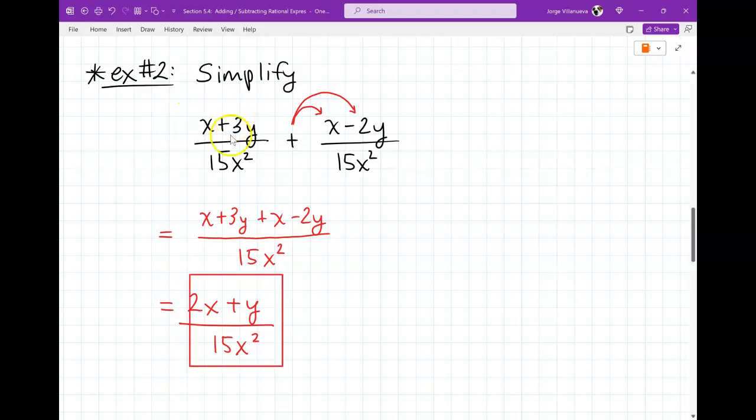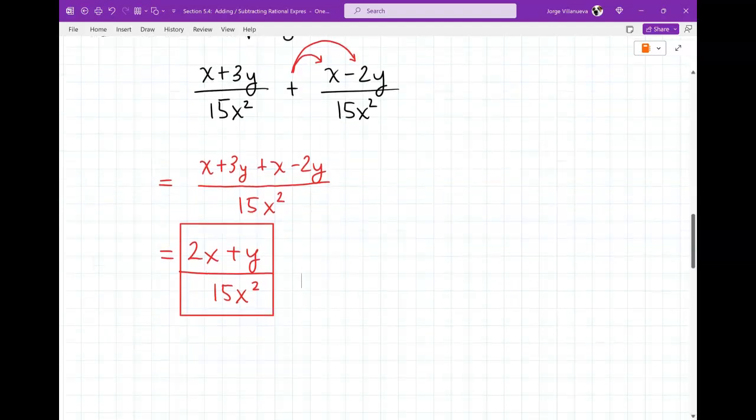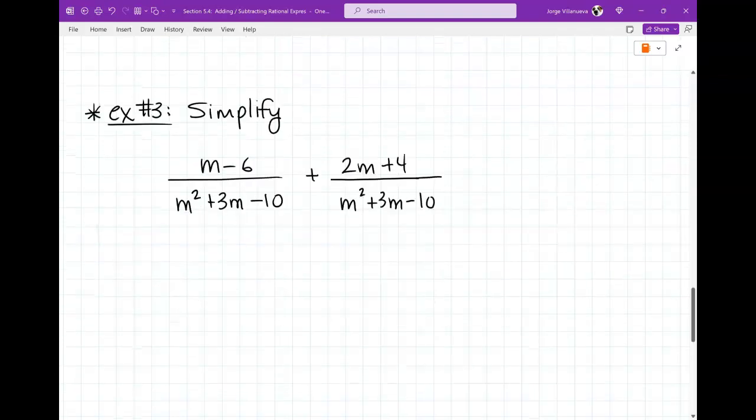Whoops, let me fix that. But yeah, so you can see these things don't take a lot of time to do. You just kind of have to look at it piece by piece, see what's available, add or subtract, and you're done. Any questions on this one? All right, let's go to example 3. We got 4 examples, okay?